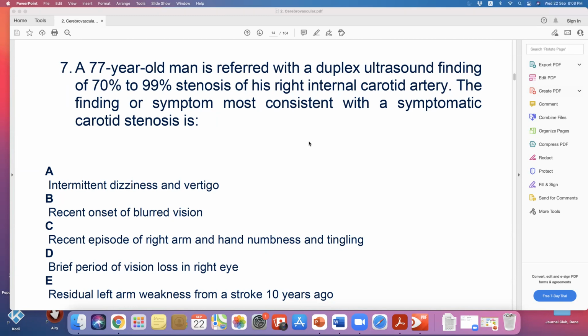First, intermittent dizziness and vertigo. In old age, the carotid stenosis is not the only reason; there is a lot of differential diagnosis. Is intermittent dizziness and vertigo anterior or posterior circulation? This is posterior, so it has nothing to do with the carotid. Dizziness and vertigo are signs of posterior circulation. A lot of patients get referred to us because of dizziness and they have a carotid stenosis. We should not consider that symptomatic; it is asymptomatic, because dizziness and vertigo come from the posterior circulation.